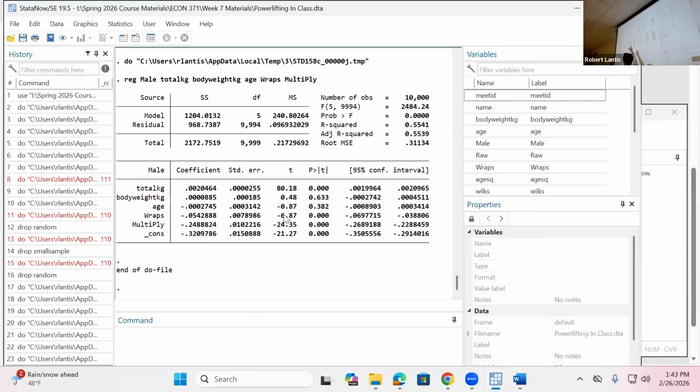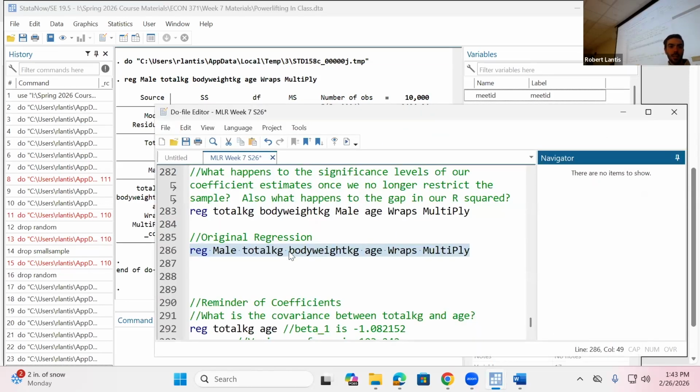So for every additional kilogram lifted, the probability that the individual is male goes up by 0.002 or 0.2%. What did I forget to add in there? It's a multiple linear regression. I then have to hold everything else constant. Okay. Now, we talked about an issue that can exist.